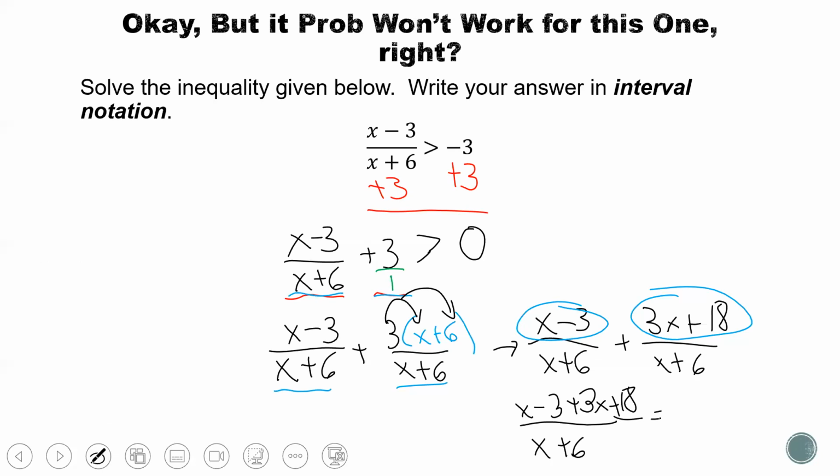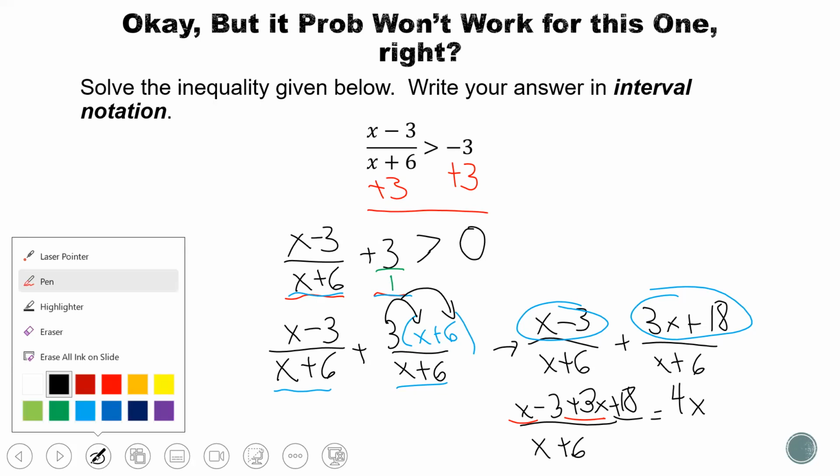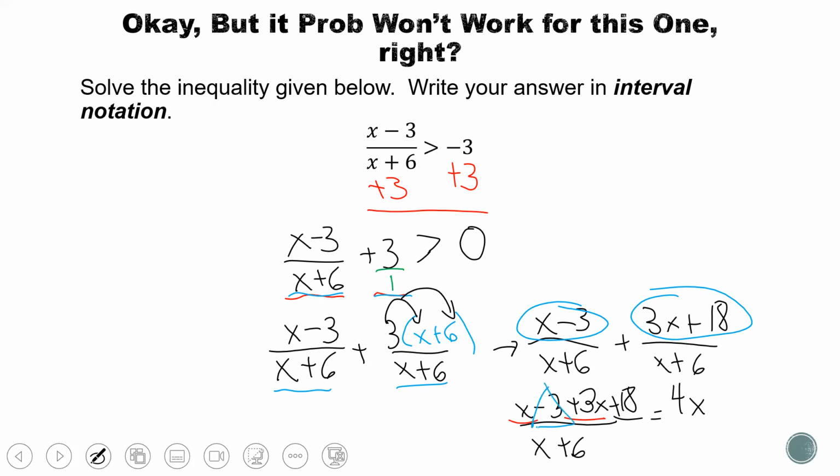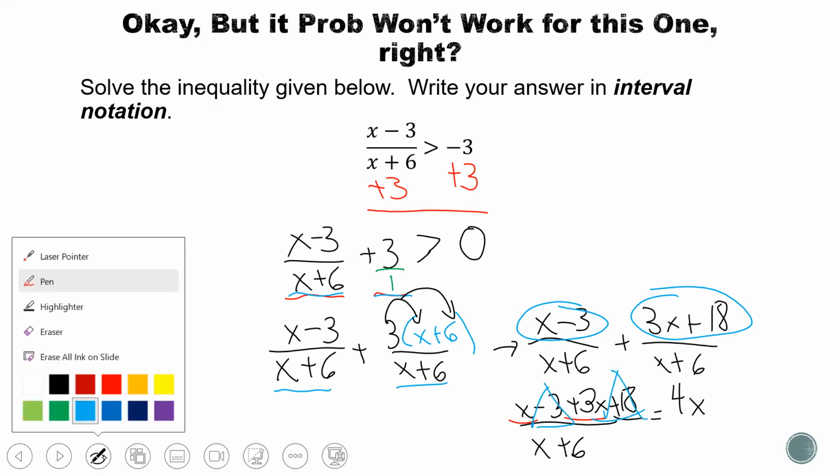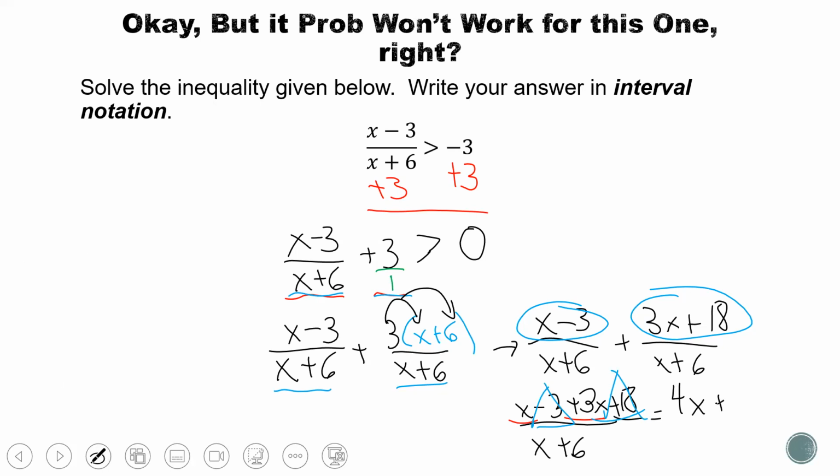If we combine like terms there, we have x and 3x, which gives us 4x. And then we have minus 3, positive 18. If we add those two together, we end up with positive 15, all over x plus 6.